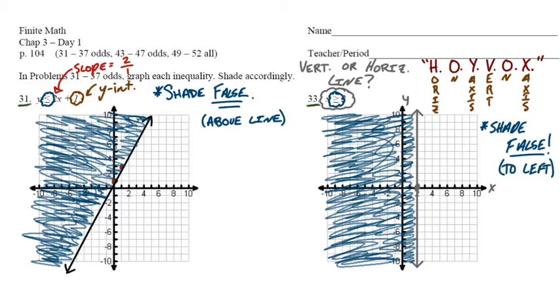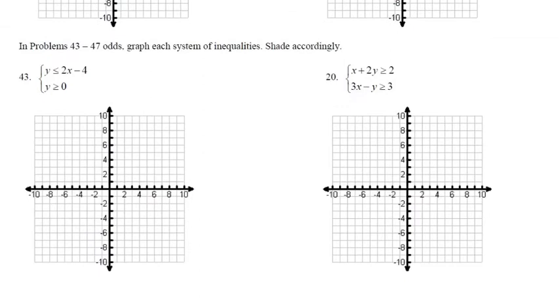All right, so we've practiced a couple inequalities. We've practiced shading false. Let's go ahead and move on to number 43 here. Number 43, we've got two different inequalities to plot on the same graph, and that's called a system of inequalities. These shouldn't be too bad. We've got y is less than or equal to 2x minus 4, and y is greater than or equal to 0. I like to color code these things, so I'll do the first one in purple there.